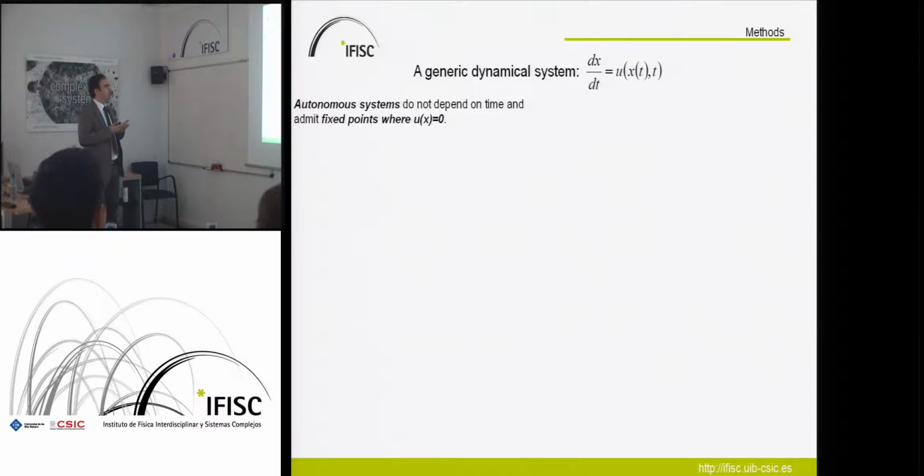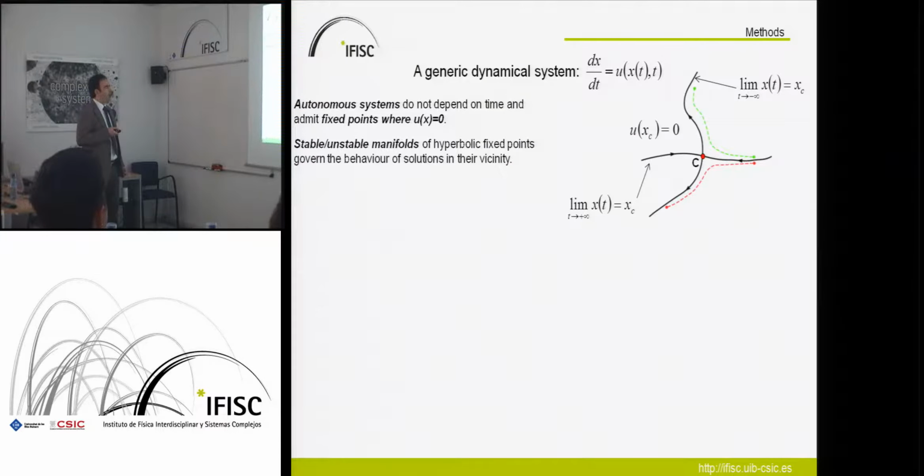So when we look at dynamical systems and we focus specifically on autonomous systems, we will see that these systems admit fixed points, which are points where this forcing is equal to 0. Some of these fixed points, the hyperbolic fixed points, have properties that are termed stable and unstable manifolds, and these stable and unstable manifolds govern the behavior of particles in their vicinity.